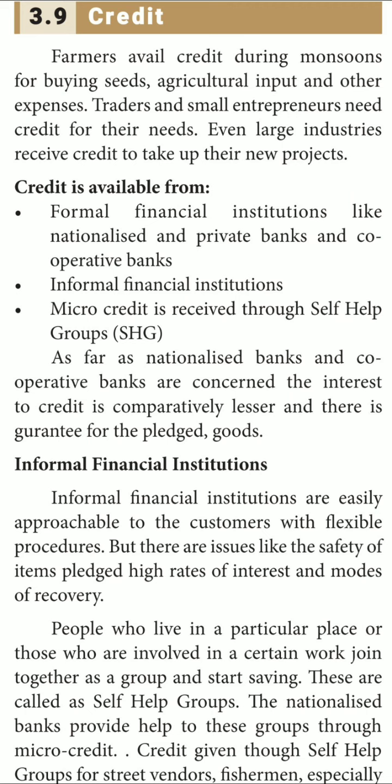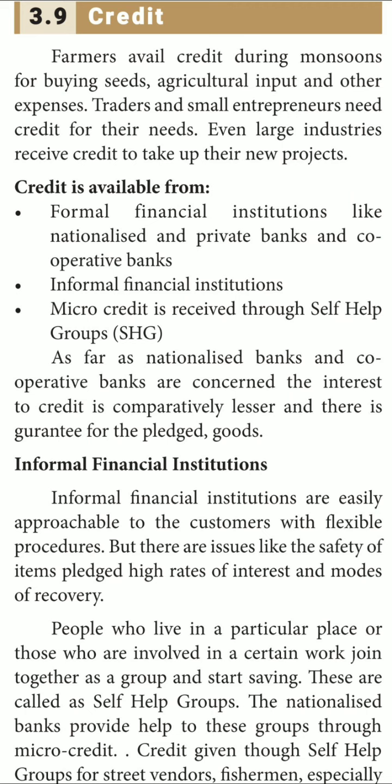Okay, in some villages, 20 members or 30 members will join together and they will collect money and deposit it, and through that they will borrow money from the bank. That is, microcredit is received through self-help groups. Okay, so credit is available from formal financial institutions like nationalized banks, private banks, and cooperative banks. Also, through that we can borrow money. Next, from informal financial institutions also we can borrow money. Next, microcredit is received through self-help groups. If only a small amount is needed, they can get it from the SHG group.